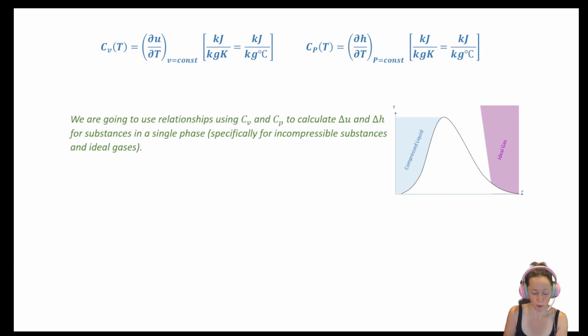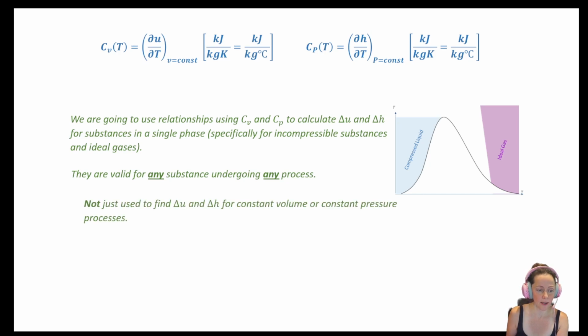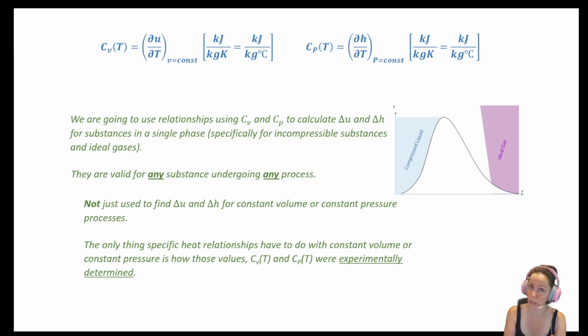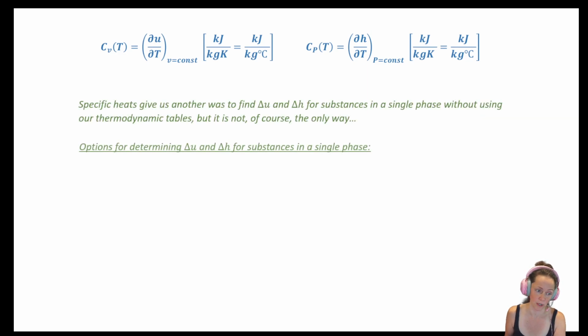We're going to use these properties, CP and CV, to calculate changes in internal energy and enthalpy for substances in a single phase, so compressed liquid, and not all gases, but ideal gases specifically. So they're valid for any substance undergoing any process, any substance in a single phase. But they're not just used for constant volume processes or constant pressure processes. Like I said, the only thing that specific heat relationships have to do with constant volume or constant pressure is how they were determined originally, during the experiment. So the relationships we're going to be using, you can use them whether or not that process is a constant volume or constant pressure process.